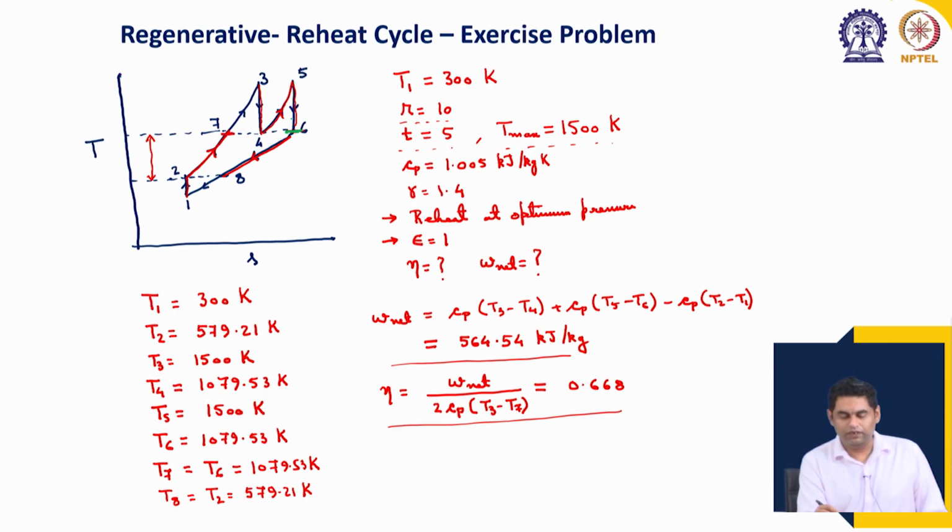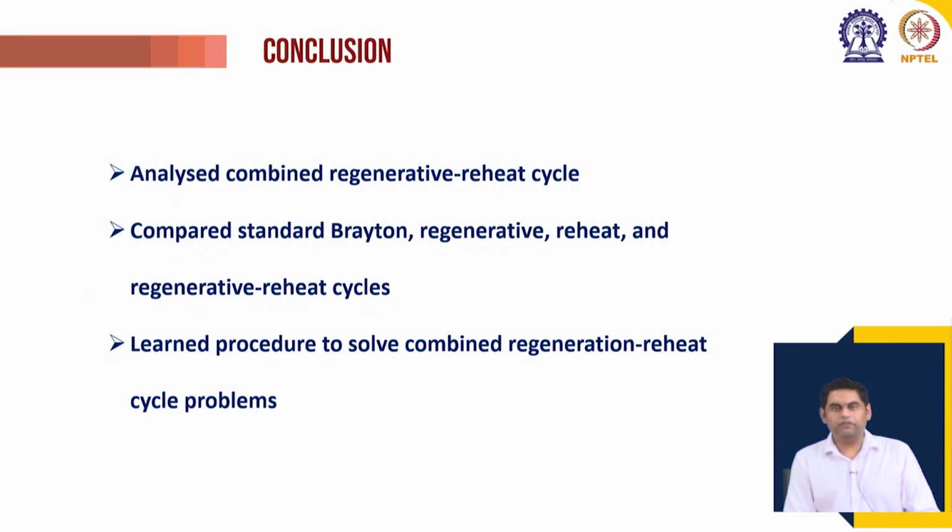So, after adding reheat, as a result the scope for regeneration also increases. So, by adding reheat we are not only increasing the work output, but also it increases the scope for regeneration, which means that the temperature difference between T6 and T2 is higher. As a result, the regeneration is much more effective when it is combined with reheat. So, the combined cycle gives very high efficiency. So, with that we will stop today.